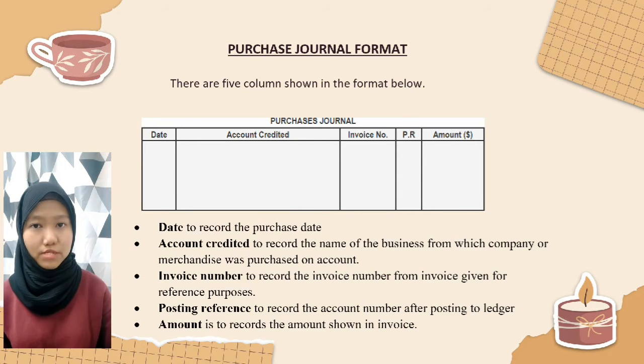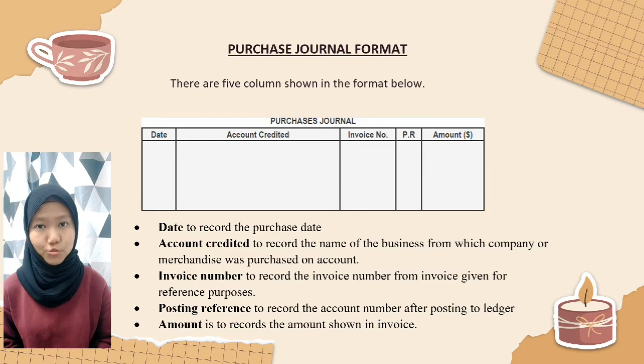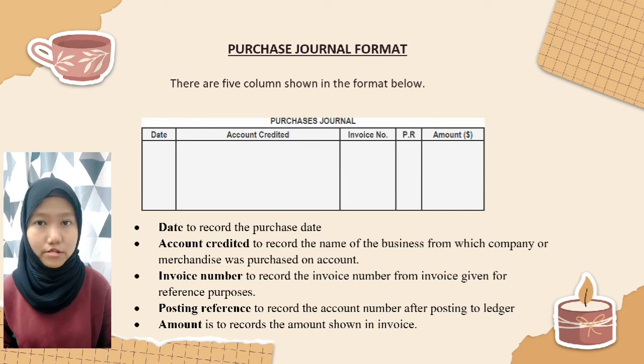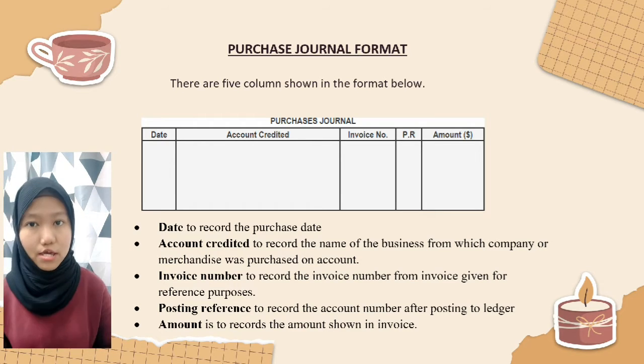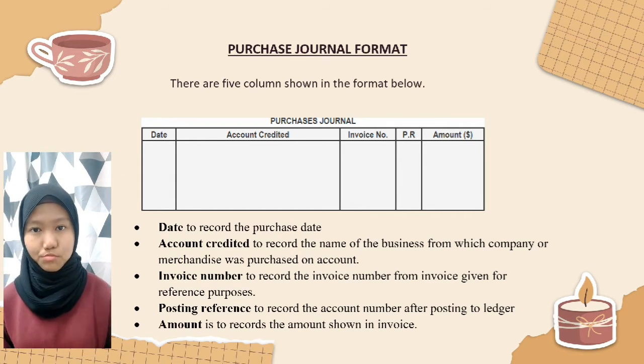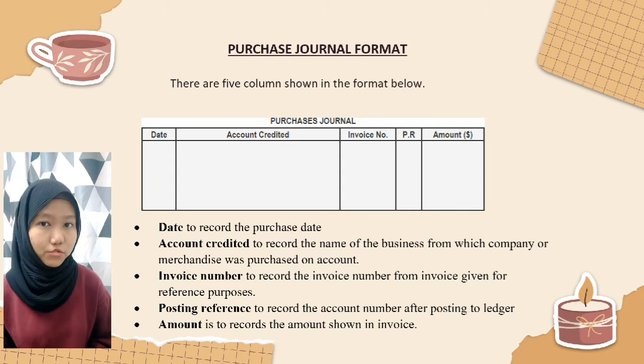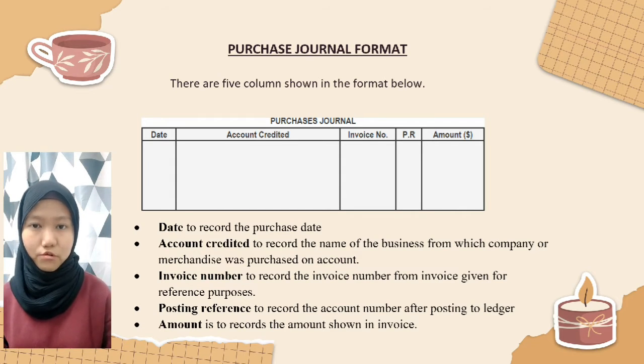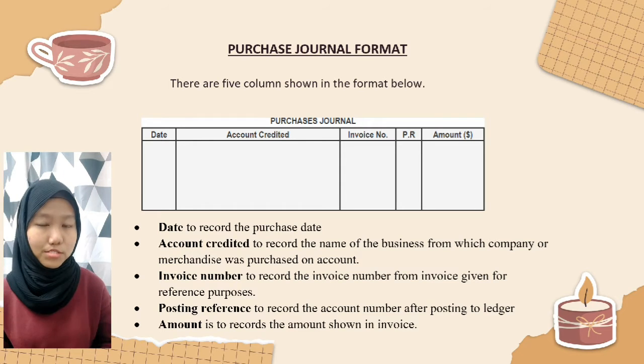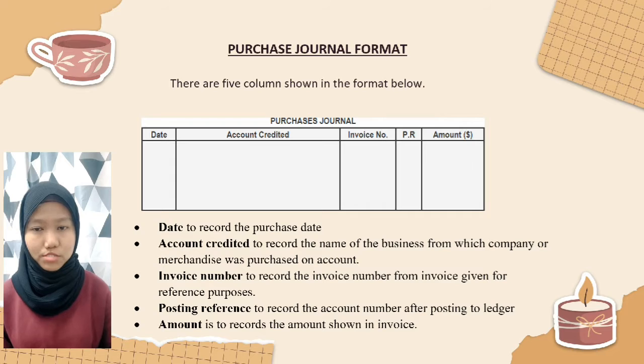For purchase journal format, there are 5 columns as shown in the picture below. From left to right, the columns are date, account credited, invoice number, posting reference and amount. The functions of each column are: date to record the purchase date; account credited to record the name of the business from which merchandise was purchased on account; invoice number to record the invoice number from the invoice given for reference purposes; posting reference to record the account number after posting to ledger; and last, amount to record the amount shown in the invoice.